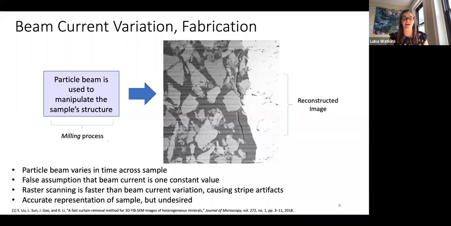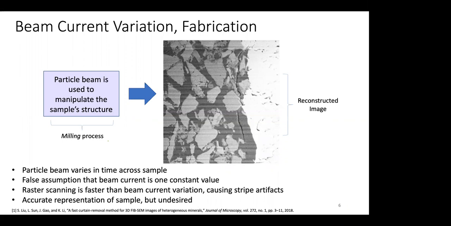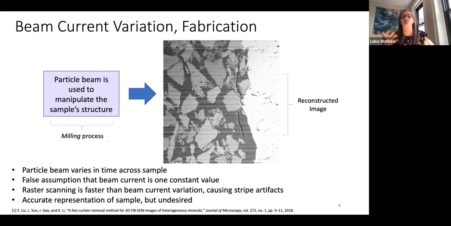So although the results look the same, where you see the stripes, this is actually in response to the milling, where it actually does look like that, versus in the image reconstruction, where it's just from the way that it's being reconstructed and the way it's assuming that the dose is constant. So these are the effects of beam current variation.